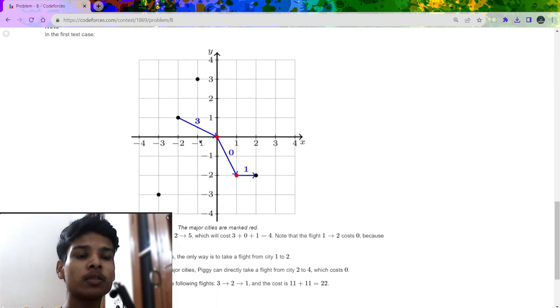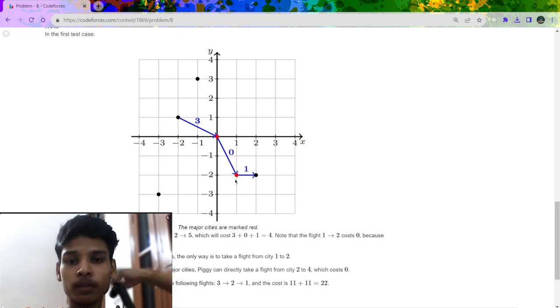For example, in this case you can see the major cities are the red ones. This city is a major city and this city is also a major city, and I want to travel from (-2, 1) to (-2, 2). So what will be the minimum distance? First I will go from this city to this city, and the cost will be 3. Then I will travel from this city to this city, but this is an inter-major city traversal, which means it has cost 0, so here there will be no cost. Next I want to travel from this city to this city, then the cost will be 1. So the total cost is 3.